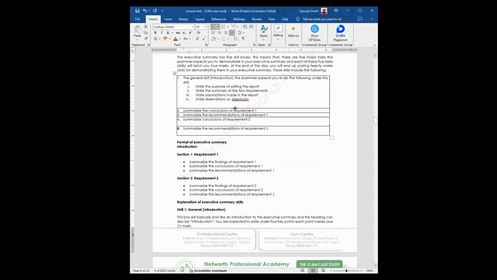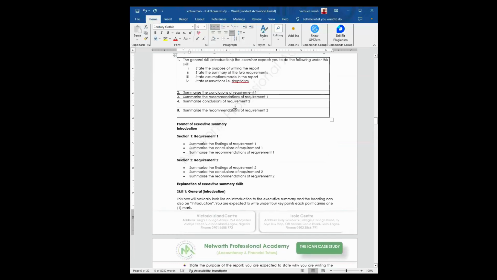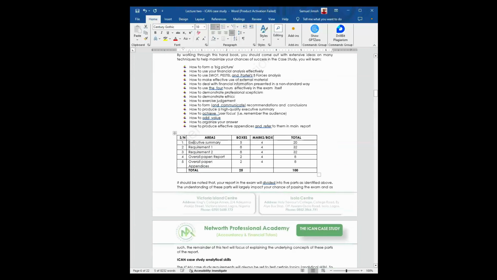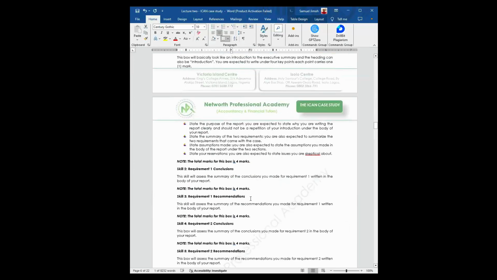So here is how marks are allocated. Remember I told you that there are five sub-skills under executive summary. I hope you remember that. So let's look at what these 5 sub-skills entail. What are you expected to do under the executive summary? Once you understand these 5 sub-skills, it means you already know what the assessors or the examiner wants you to do under your executive summary. So let's look at those 5 things.